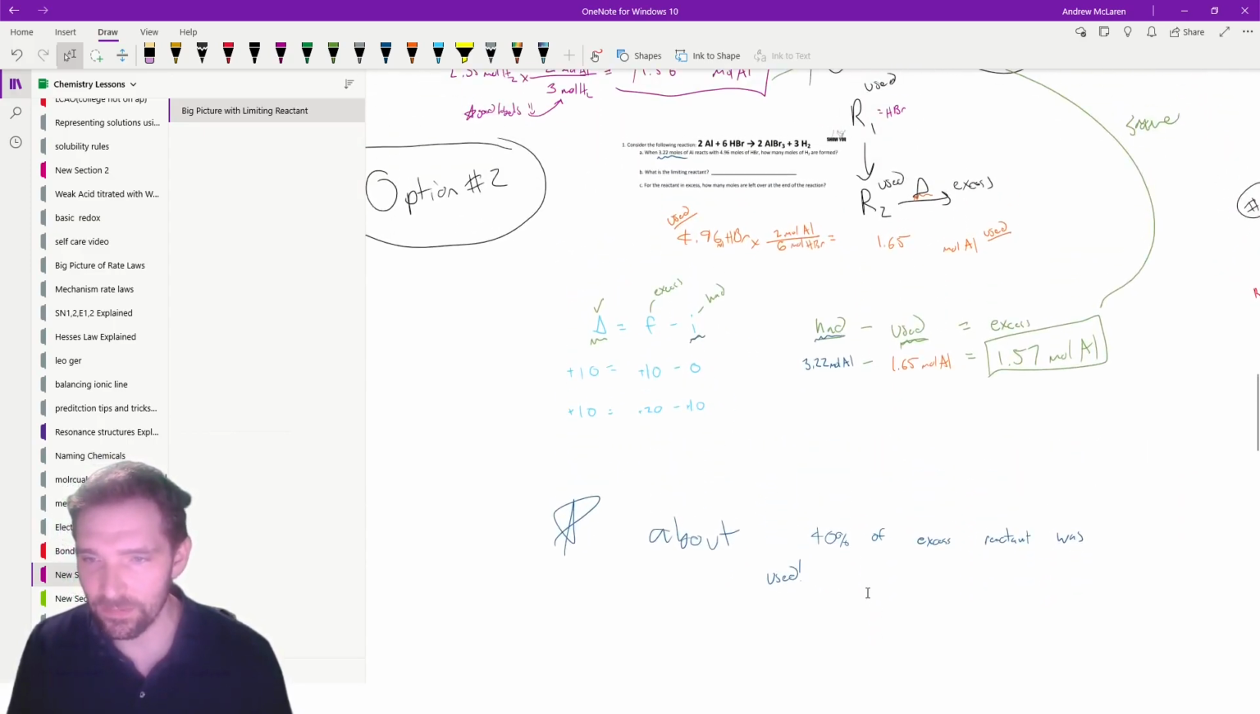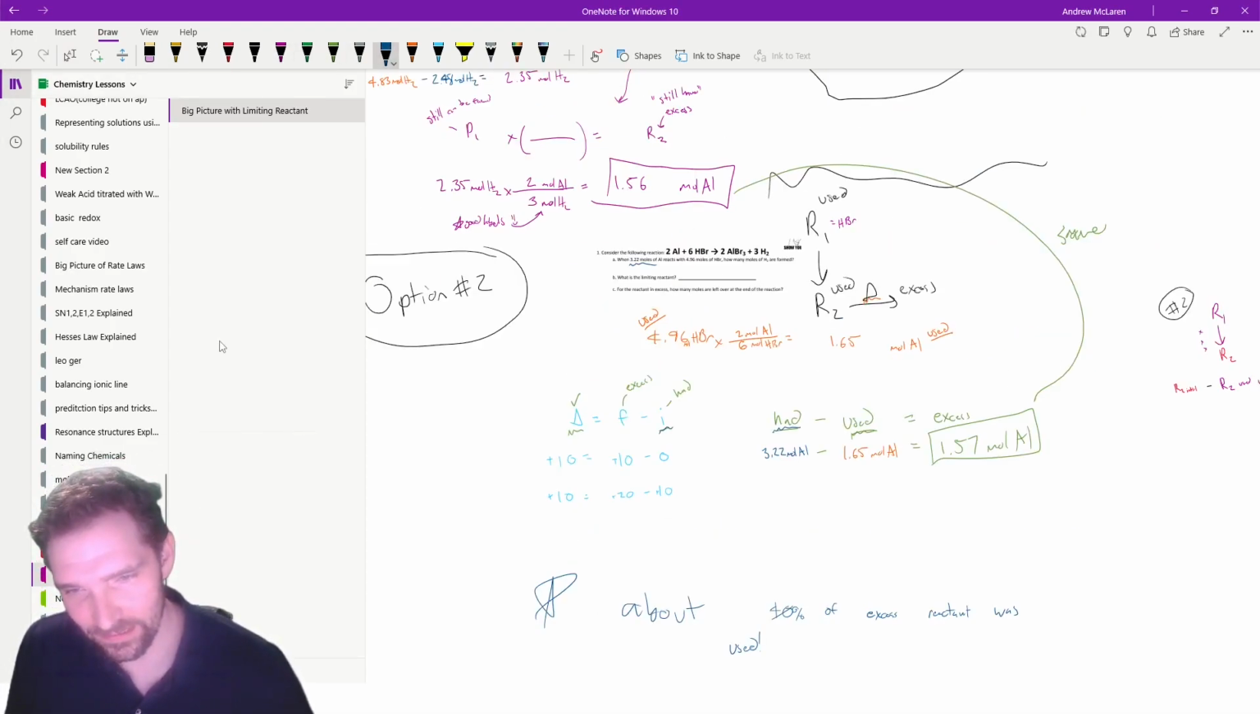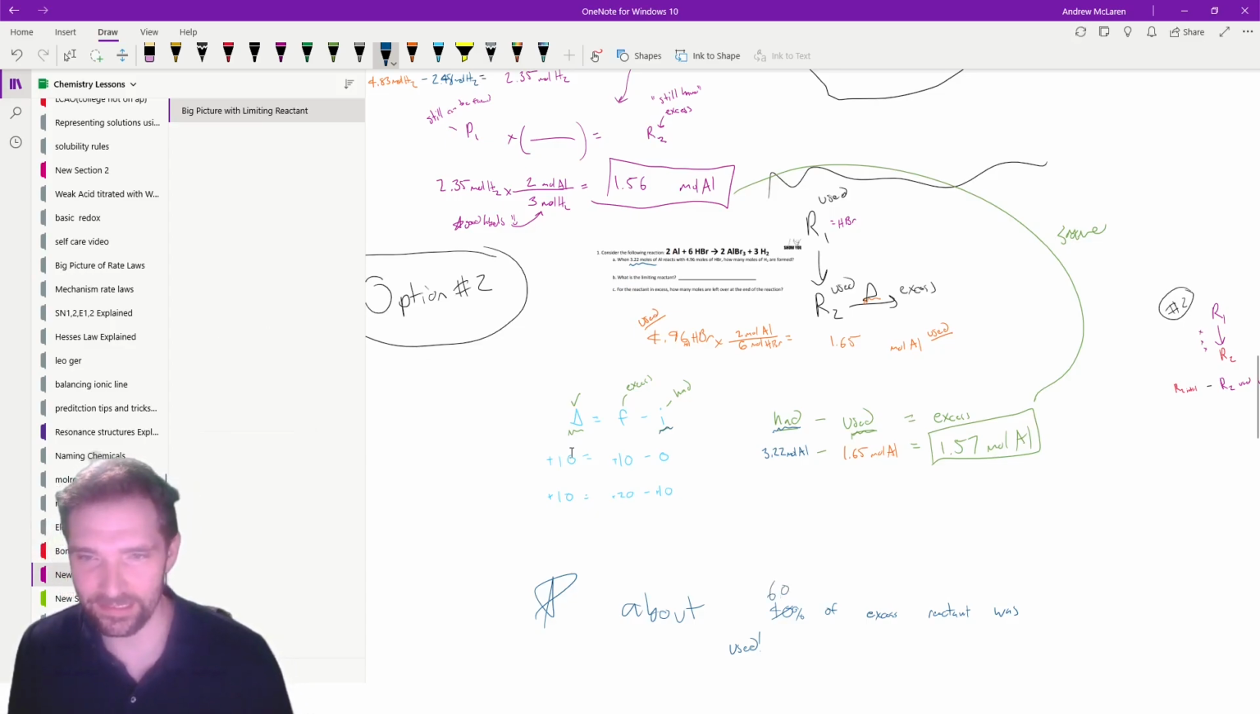And in this problem, it looks about half of the stuff has been reacted from the one that is in excess. 100% of the limiting reactant has been used, but about 40% of the excess reactant was used, leaving us with about half of what we had originally. Sorry, it looks like this is actually about 60% that was used. So we're being left with about 40%. It's about half and half, but you can see that we have a bit more used and a little bit less left over. So yeah, close, but not quite right.